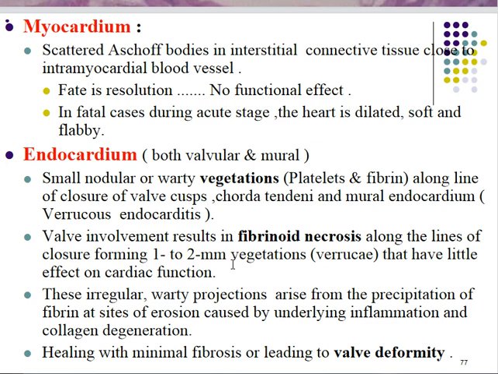These irregular, warty projections arise from the precipitation of fibrin at the site of erosion of the valve caused by the underlying inflammation and collagen degeneration, and healing with minimal fibrosis or leading to valve deformity. So there is a sequence of events that results from the necrosis of the collagen and the development of vegetation and even fibrosis, and the resulting valve deformity is the end sequela of rheumatic fever.